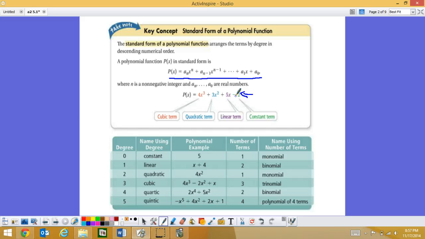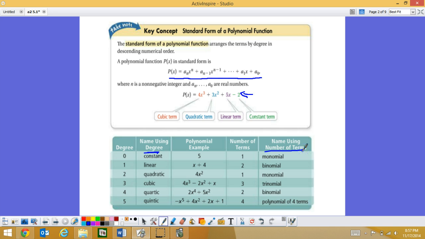So we're going to look at some specific examples where we rewrite polynomials in standard form and also classify them according to their degree and how many terms they have.